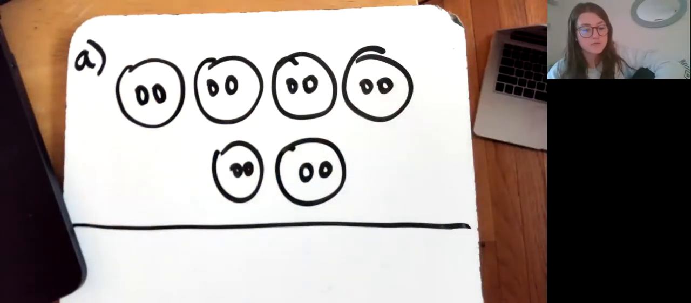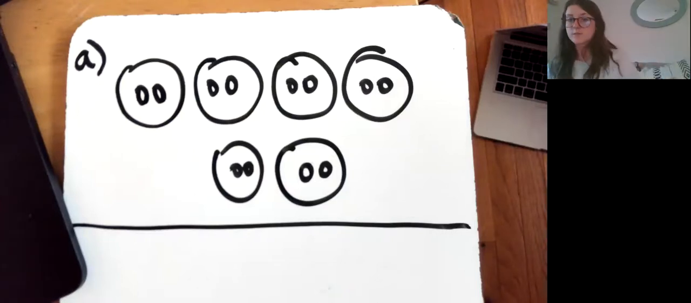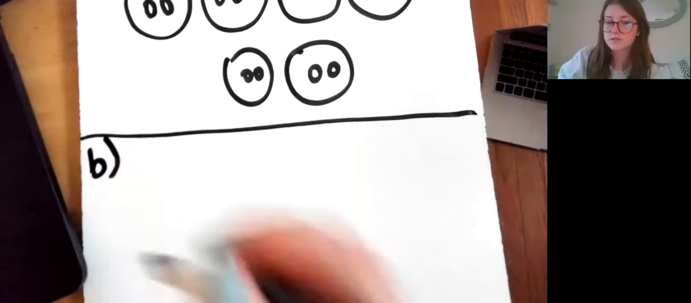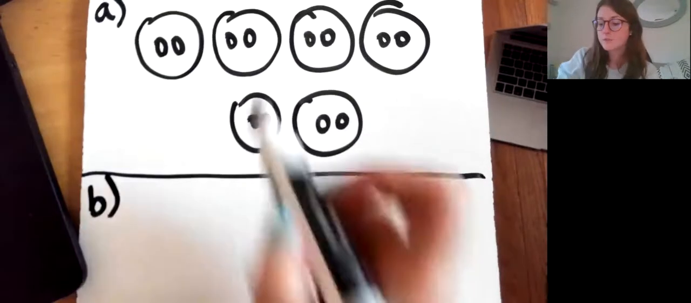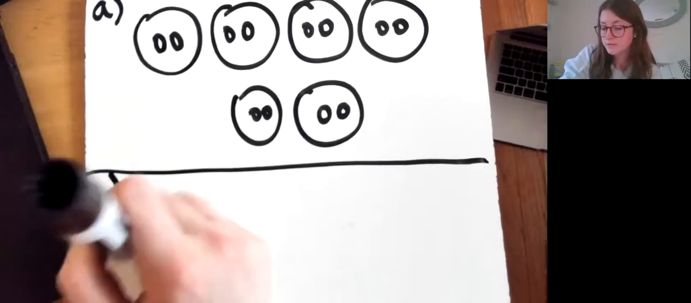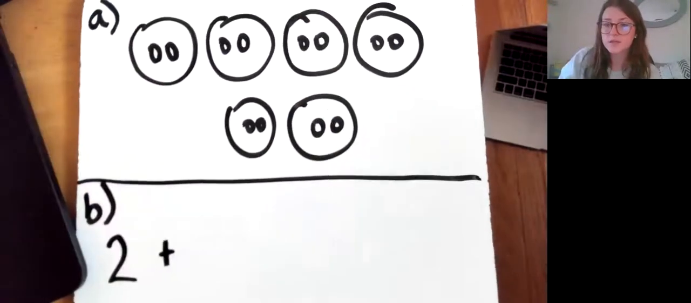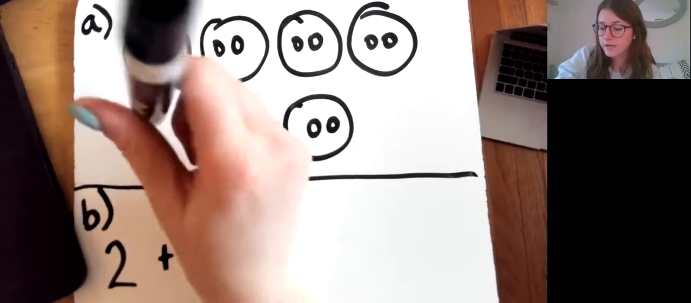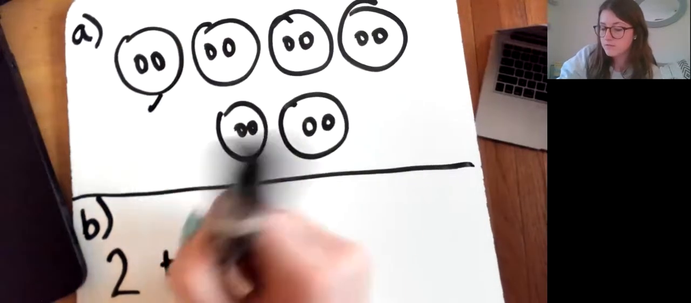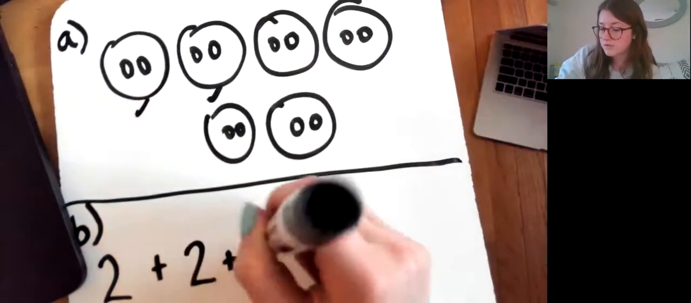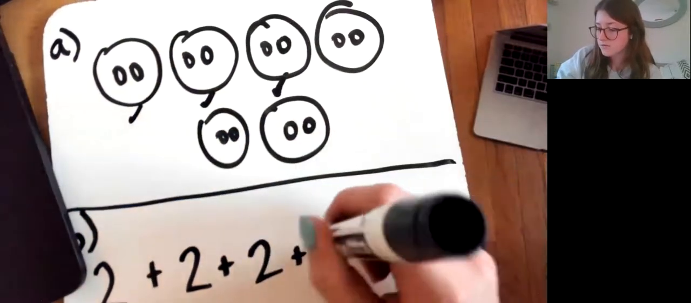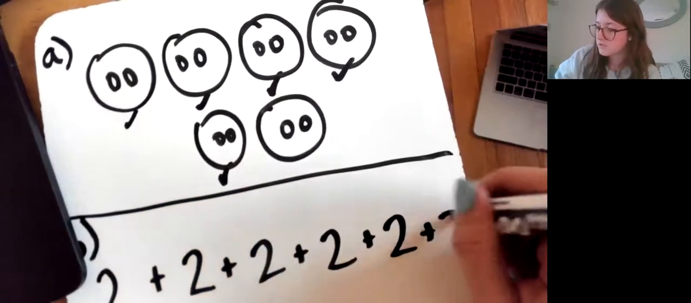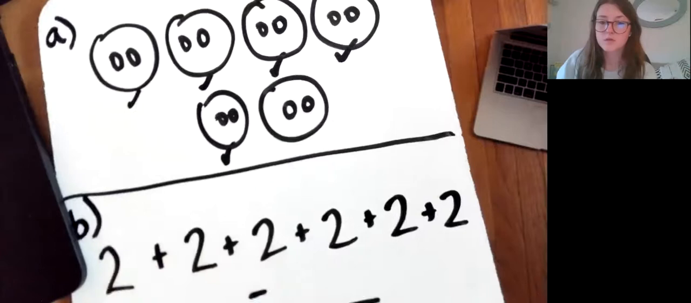The next part is asking me to write a repeated addition sentence to match my drawing. Now remember, your repeated addition sentence is just gonna match exactly what we just did with the drawing. So my first pack had 2 markers inside of it, so I'm gonna write 2. Every time that I write a 2 for each pack, I'm gonna check off my pack with the circle to remember that I already added that one. So 2 plus 2 plus 2 plus 2 plus 2 plus 2 equals, okay.